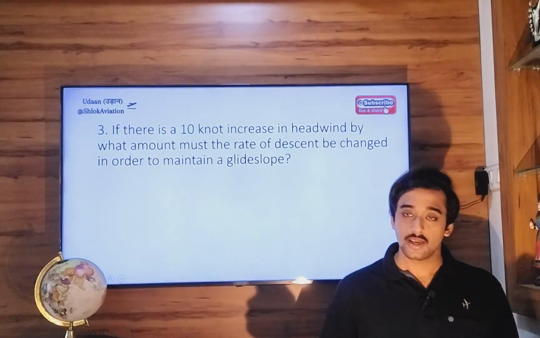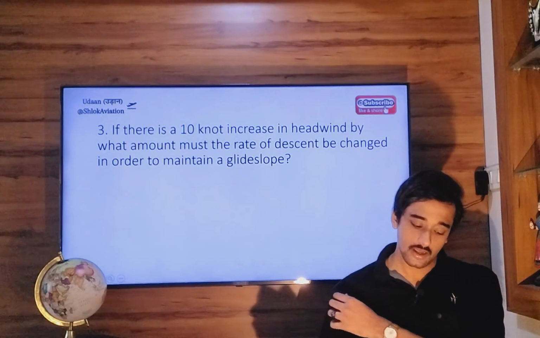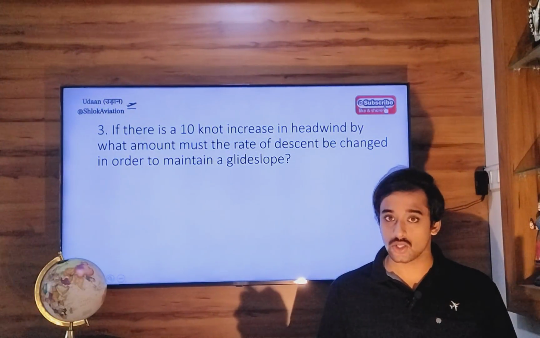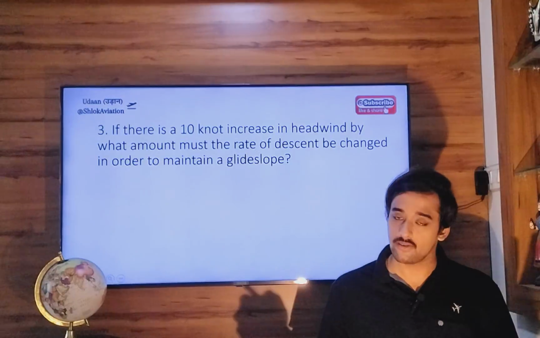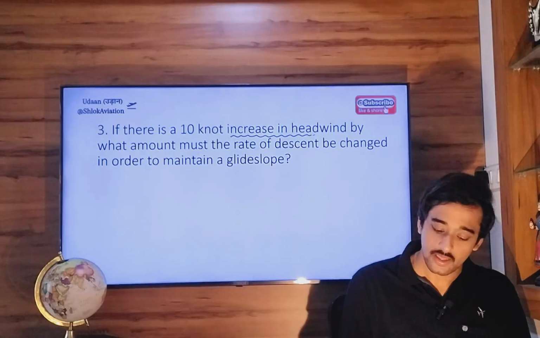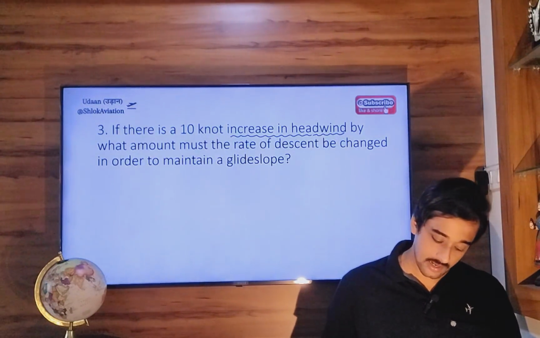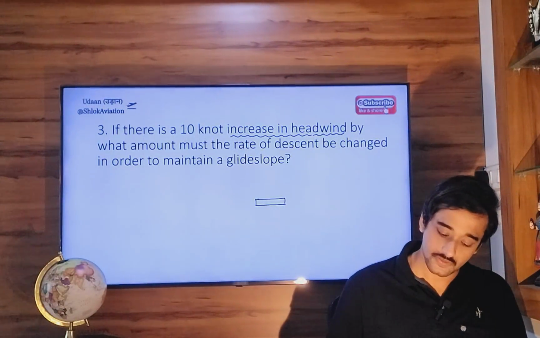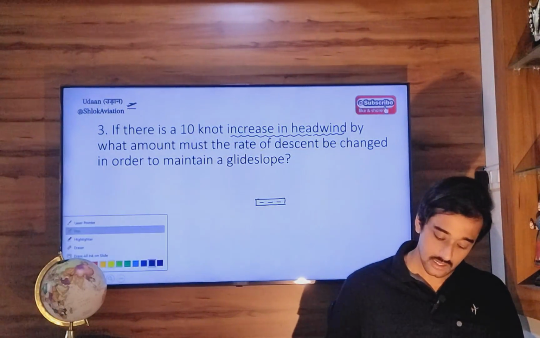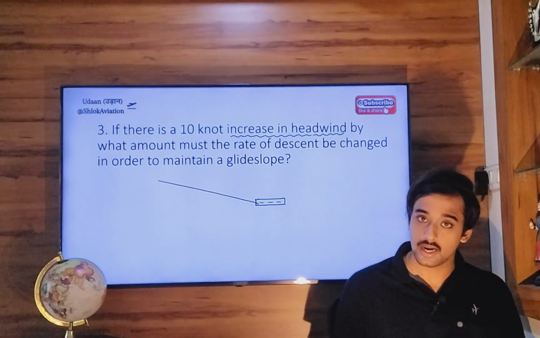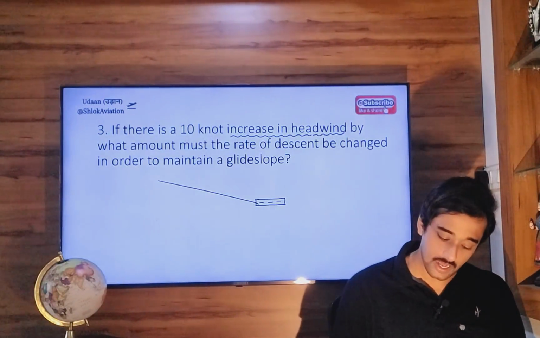Question number 3. If there is a 10 knot increase in headwind, by what amount must the rate of descent be changed in order to maintain a glide slope of 3 degrees, or whatever glide slope? So there is an increase in headwind component. Now, let's consider this is your runway, and this is your 3 degree glide slope. Your aircraft is coming down for landing.